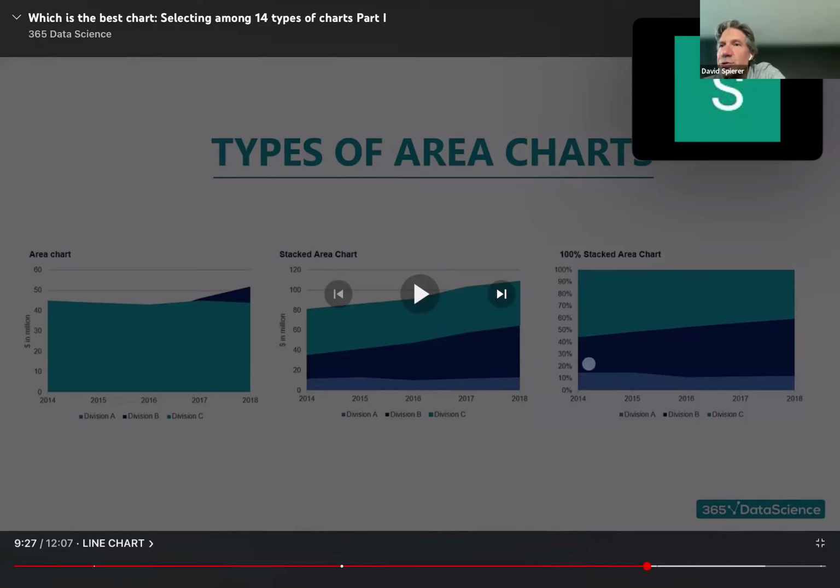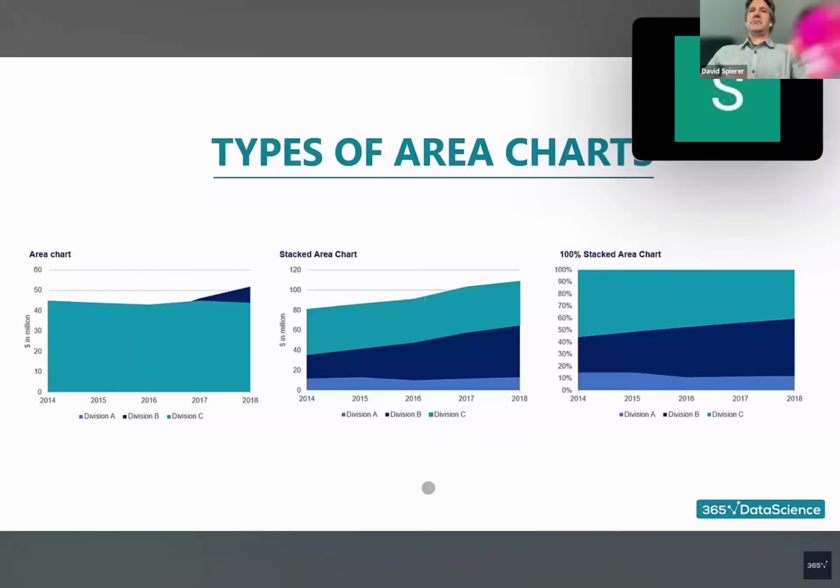So here you can easily see how division A, B, and C are doing in relation to 100%. And here's how you can see how they're doing relative to one another. Regular area chart, stacked area chart, and 100% stacked area chart.